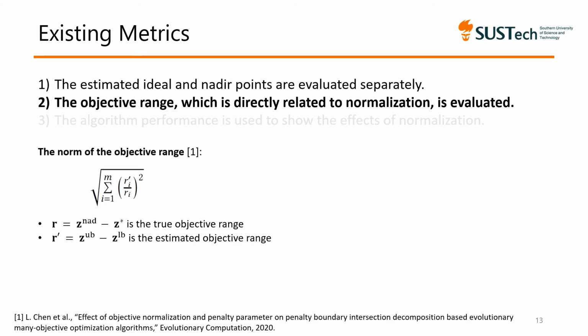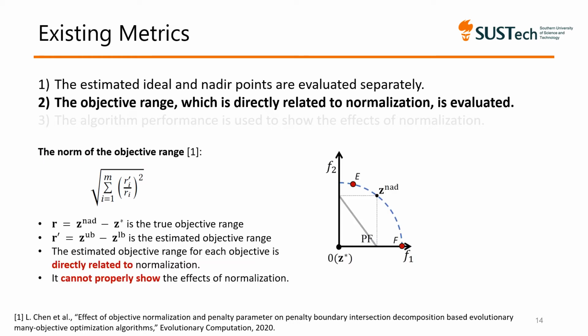To show the variance of the objective range over generations, Chen et al. proposed the norm of the objective range. In this equation, R prime is the estimated objective range, and R is the true objective range. This metric shows the closeness of the estimated nadir point to the estimated ideal point in the normalized objective space. Although this metric directly considers the objective range, it may not properly reflect the effects of normalization.